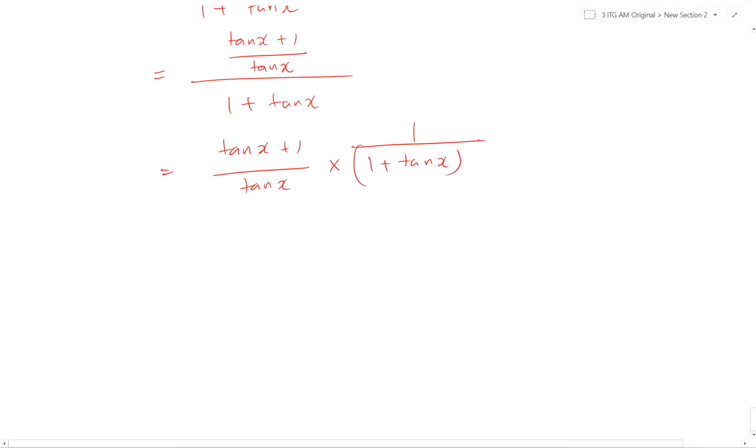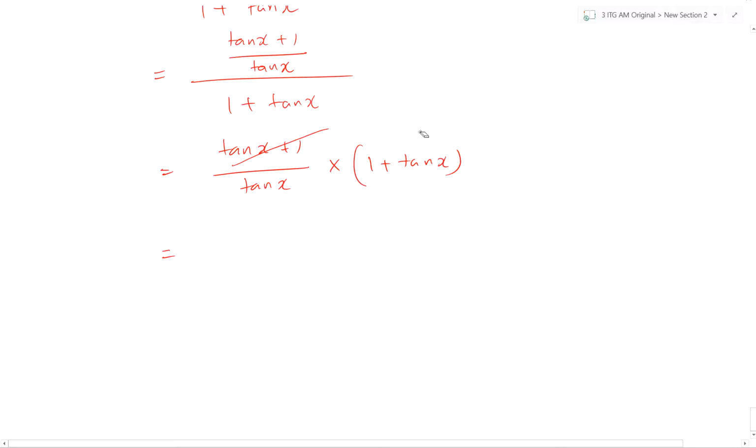Are you able to do this? In fact, you can skip this step also, but I feel if you do it this way, it is very clear. What shall we do next? Cancel. 1 plus tangent, 1 plus tangent, cancel. Divide and flip over becomes times. Flip already.